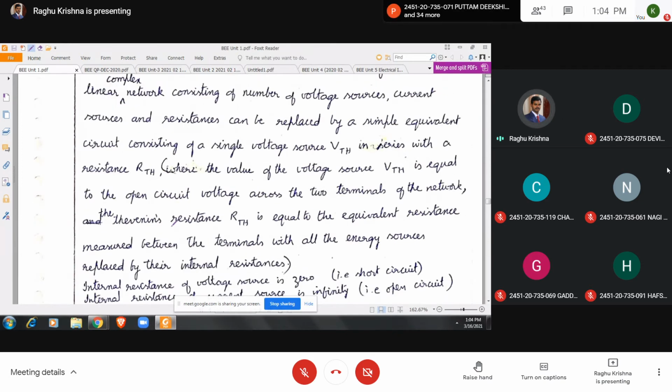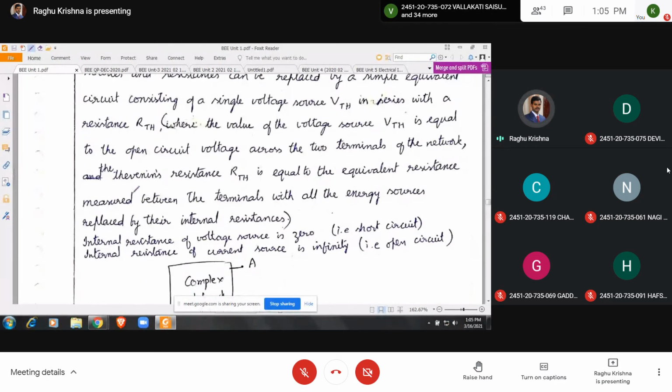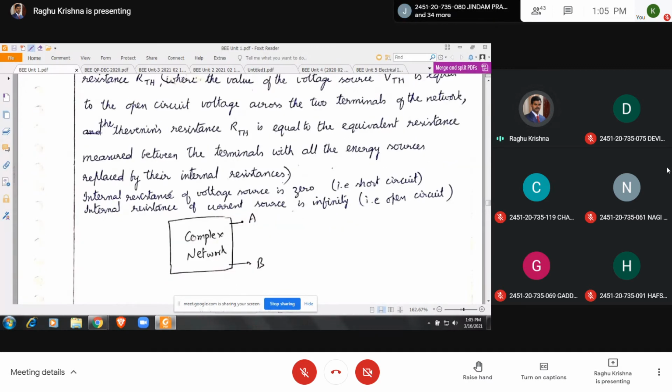So next, this is the explanation where the value of the voltage source VTH is equal to the open circuit voltage across the two terminals of the network, and the Thevenin's resistance RTH is equal to the equivalent resistance measured between the terminals with all energy sources replaced by their internal resistances. So you can also mention internal resistance of voltage source is 0, that is a short circuit. Internal resistance of current source is infinity, that is open circuit.